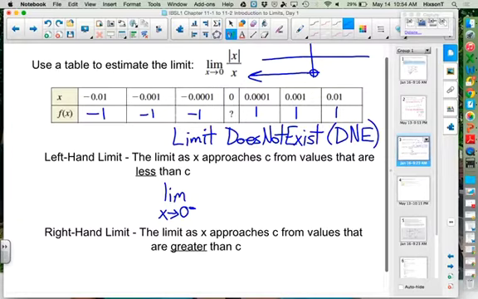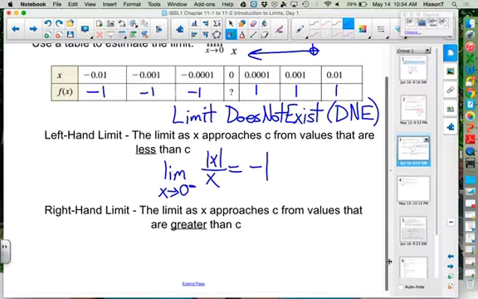Of our function, what is it approaching from the left side? It's approaching negative 1. Now, we also have the right-hand limit. What do you think we're going to do for notation for that one? Plus. Yeah, put a little plus after the 0. So it's the limit as x approaches 0 from the positive side, or from the right side, of the absolute value of x over x, and that would equal a positive 1.